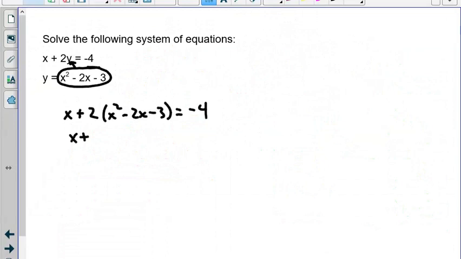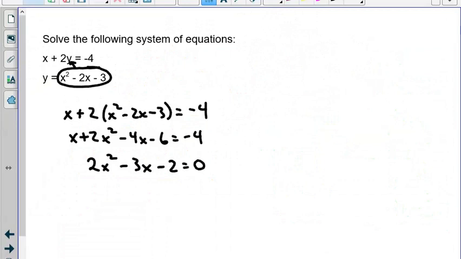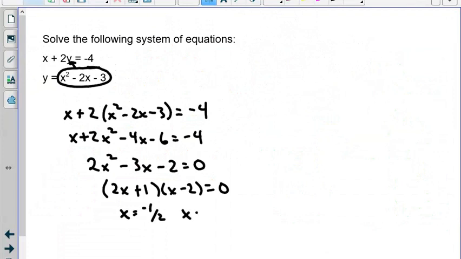So we have x plus 2x squared minus 4x minus 6 equals negative 4. Combine all like terms, we get 2x squared minus 3x minus 2 equals 0. This is also factorable into 2x plus 1 and x minus 2. So our x values that we have to check are x equals negative 1/2 and x equals 2.